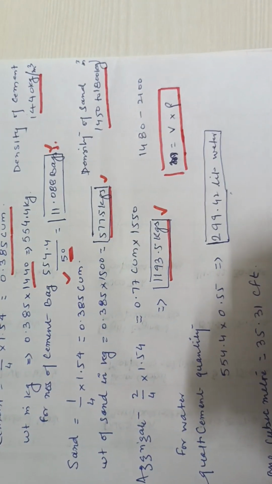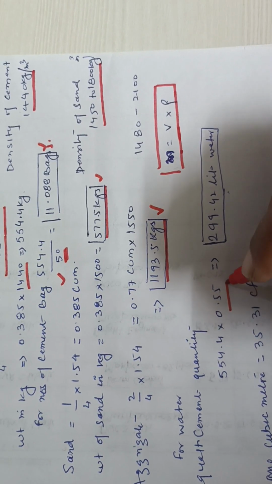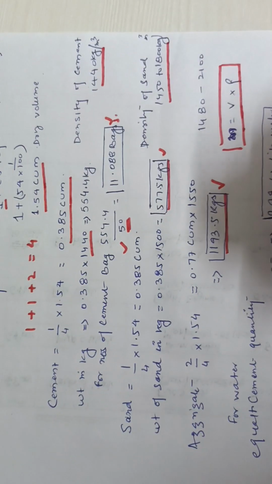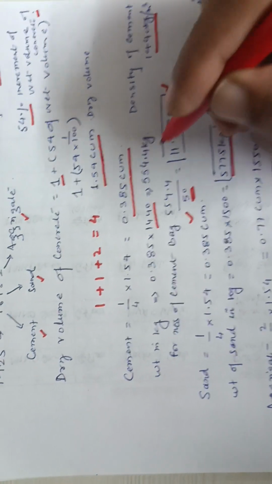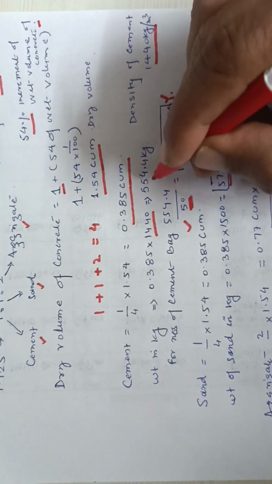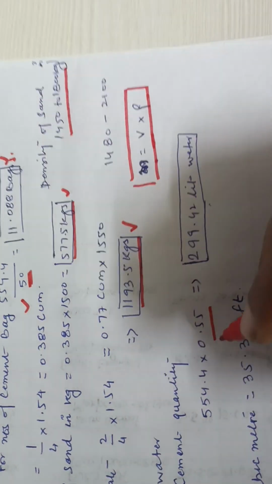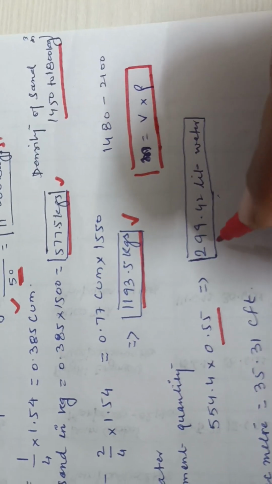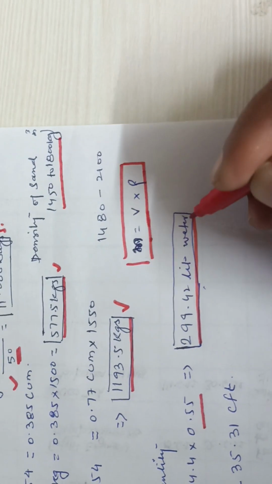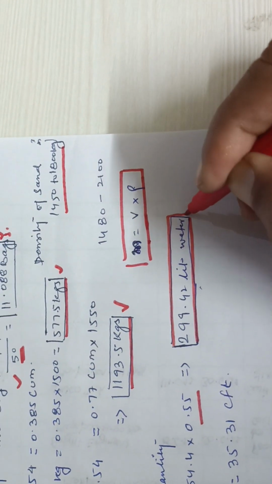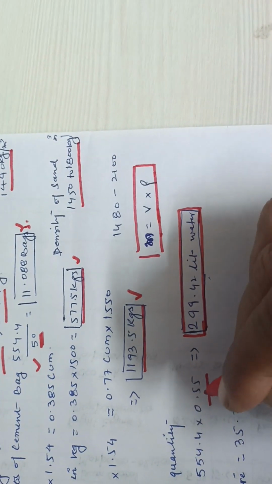Now you need water also. The water ratio required is 0.55 of the cement weight. Cement in kg is 554.4. So 554.4 into 0.55, you will get 299.42 liter of water for 1 cubic meter of M25 grade. Just multiply the cement kg required by 0.55.